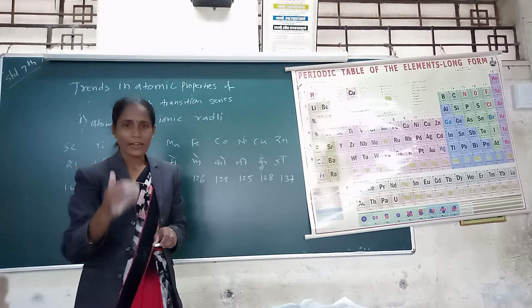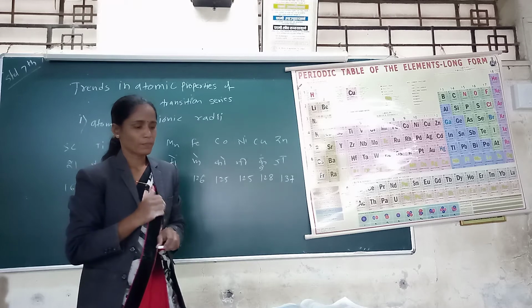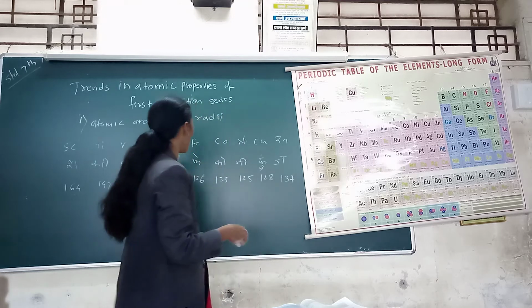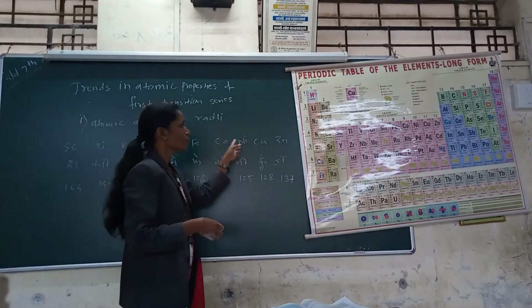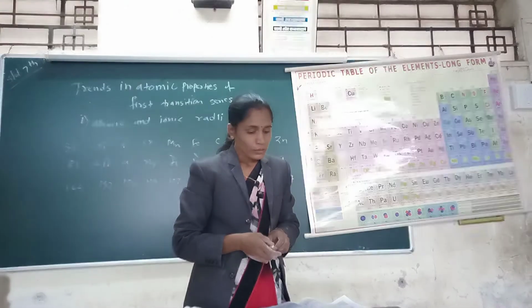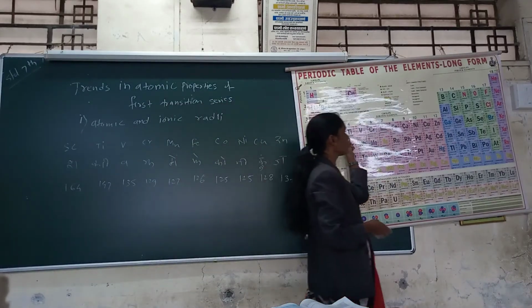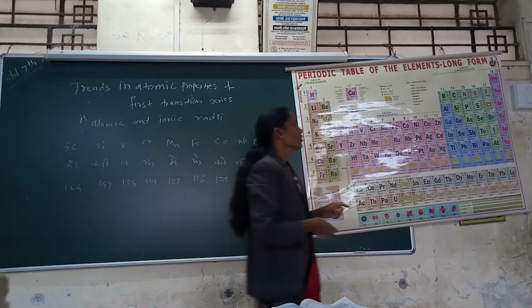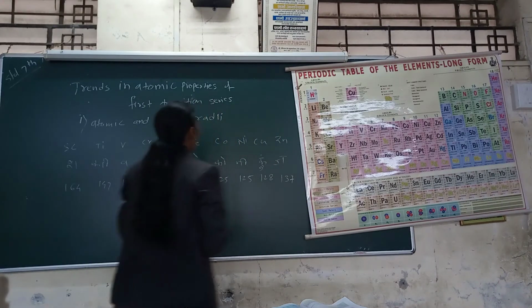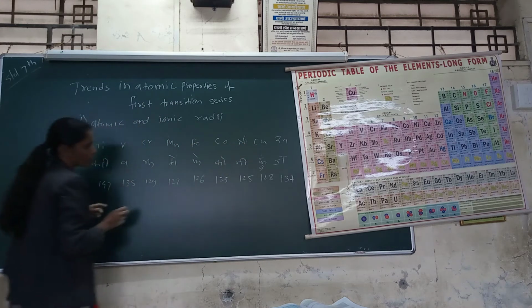Atomic radii means the radius of the atom, and ionic radii means the radius of the ion. The atomic radii of the first transition elements, from scandium to zinc, decrease. Atomic radius decreases from scandium to zinc.